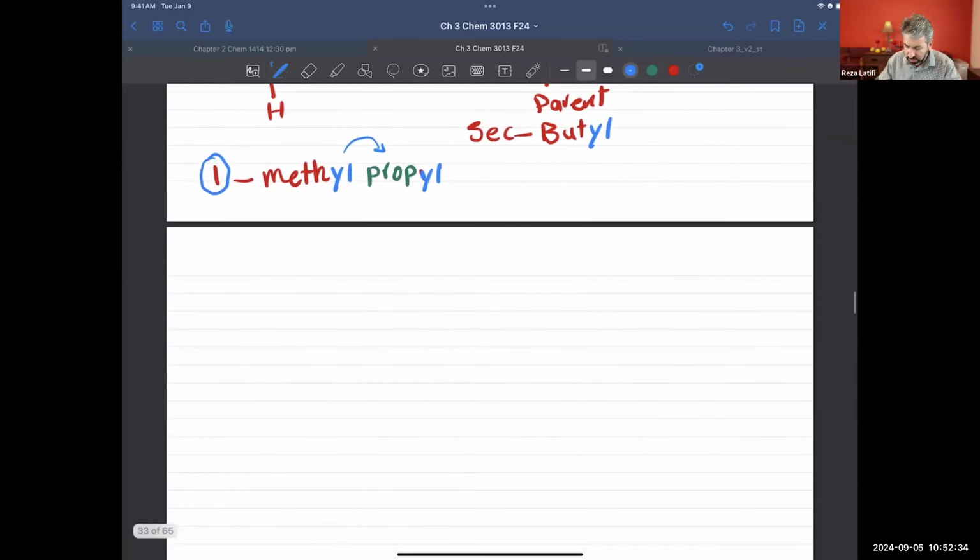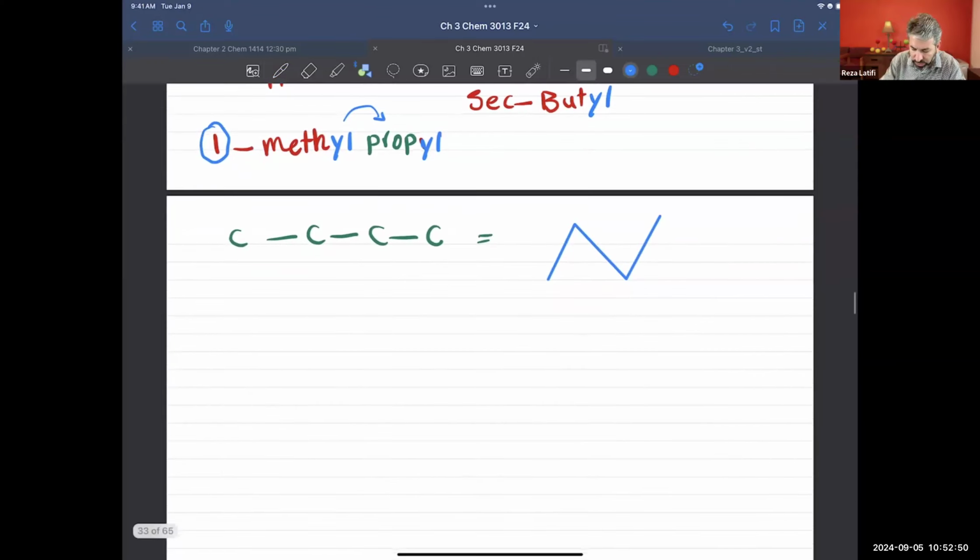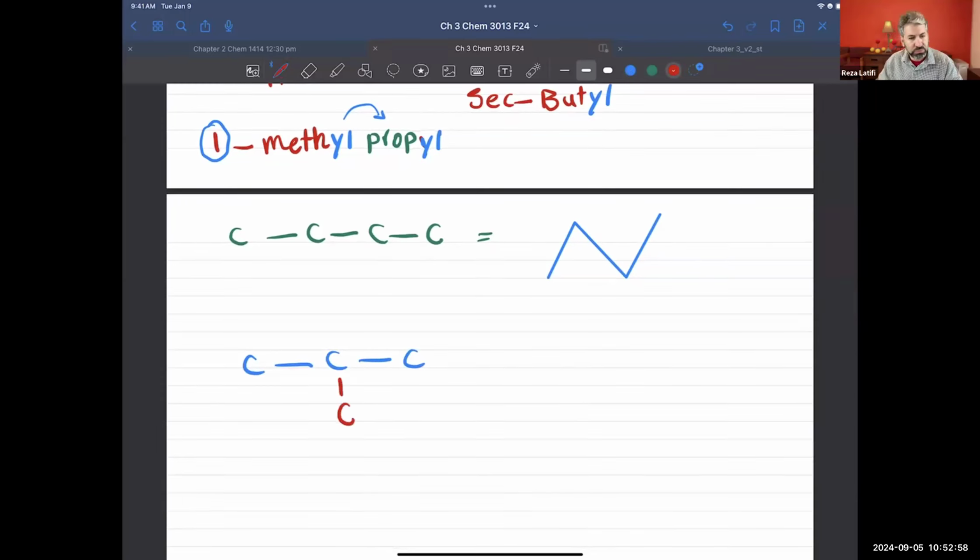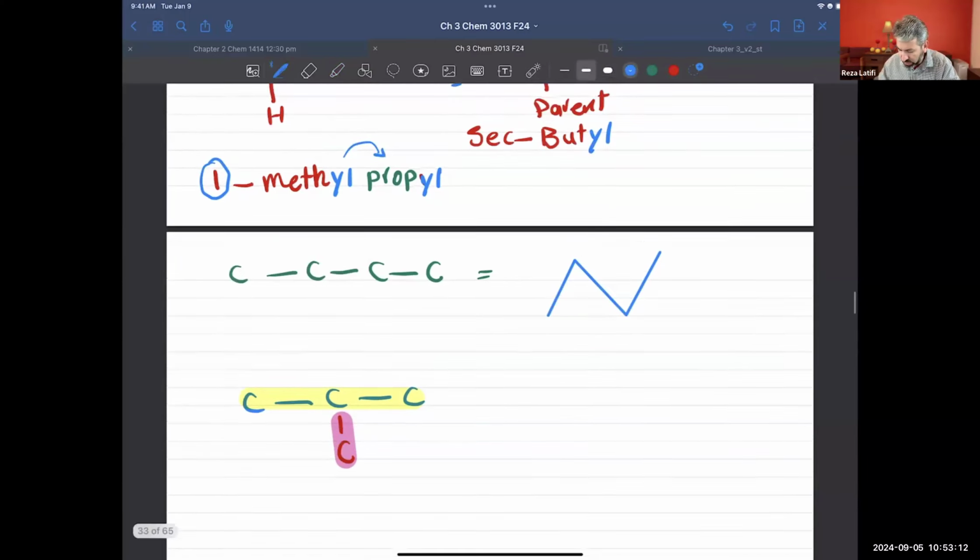Another isomer for butyl. For butane, we said we can have linear, which is equal to this structure. That's going to be the linear geometry. Or you can have this: move one of the carbons and attach it to one of the central carbons. Your longest chain in this case will have only 3 carbons, and you do have one substituent. So in this case, we're going to say we have 3 carbons.